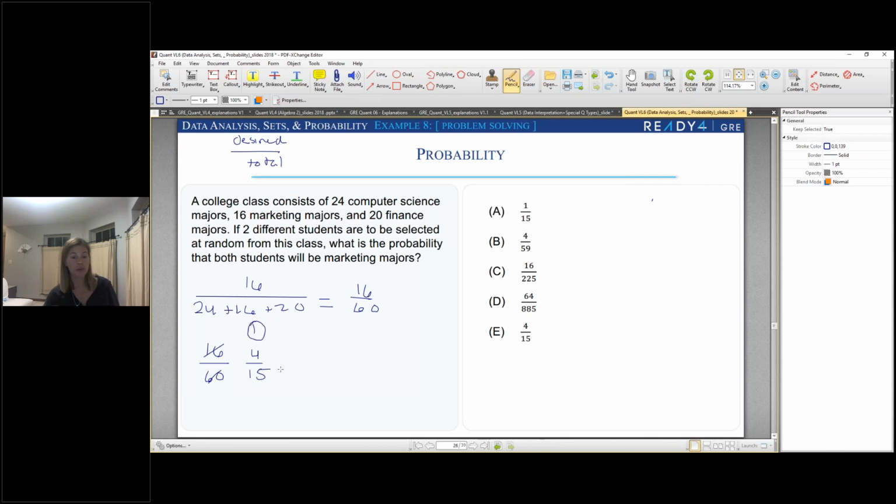Then we're going to do another pull. And we want both to happen, so we're going to multiply because, again, our odds are going to get less and less, so we're going to keep getting marketing majors. So 4 out of 15, but then our next time, we've got fewer students. We've got 59 students left, and only 15 of them are going to be marketing majors because we already pulled one out. So the odds that we will get both are 4 out of 15 times 15 over 59. Fortunately, these cancel, and we get 4 out of 59. So that is the answer.